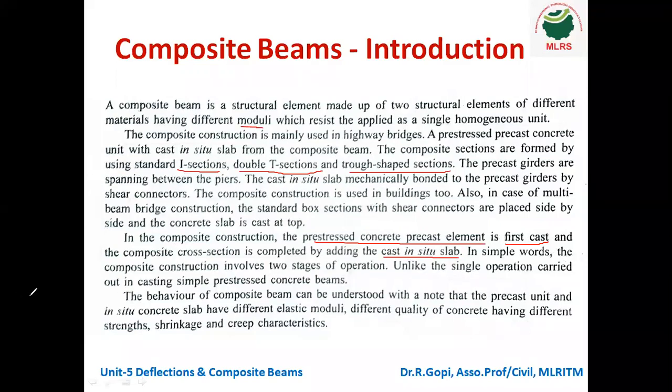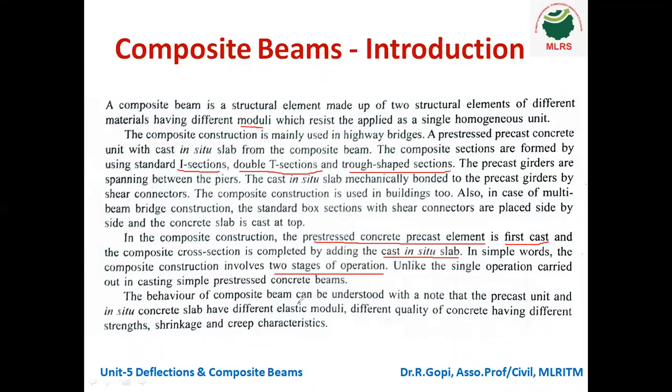In simple words, composite construction involves two stages of operation, unlike the single operation carried out in casting simple prestressed concrete beams. One is the prestressed precast element, which we have to cast first. Above that, the in situ slab, the in situ RCC slab.